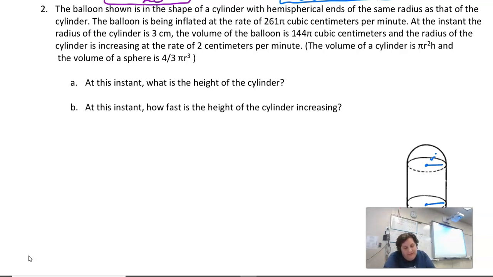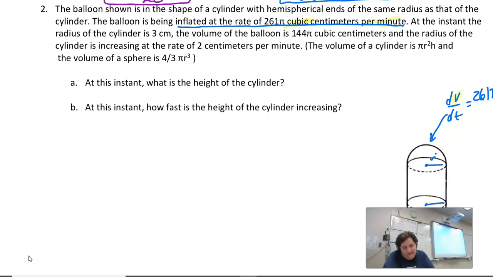All right, the balloon is being inflated at a rate of blah, blah, blah. So what does that mean? Well, it means I'm blowing it up. So that's dV dt. One of the reasons that I can tell it's volume is because of cubic centimeters, we know volume is something to the third, and then per minute tells me it's the dt. Okay, so that's 261 pi. Again, right now I'm just going to use numbers. I'll label it at the end.